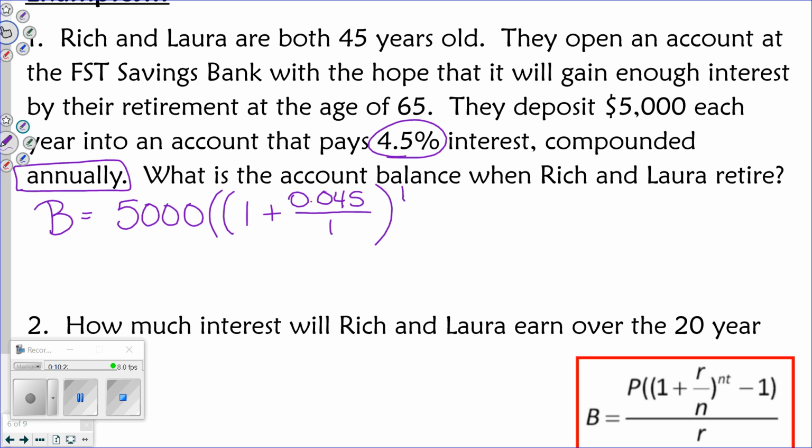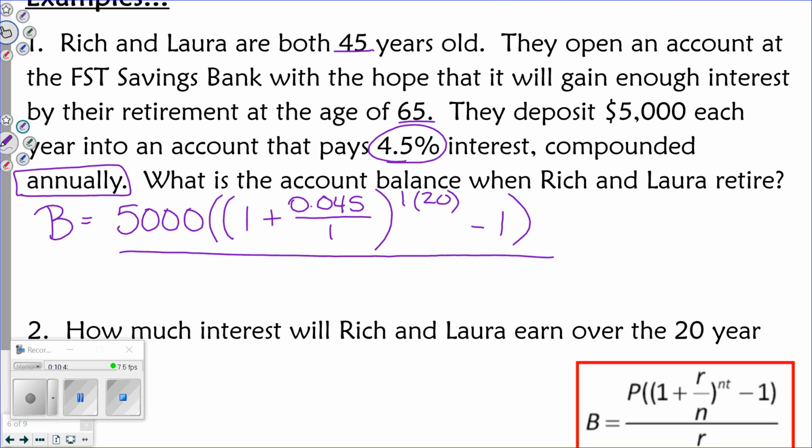And then it's 1 times, what's the time? 20 years, good. It said they're 45 now and they're going to do this until they're 65. That's 20 years from now. And we have a minus 1, close parenthesis. All of that over, that's r over n, right? Yeah. Okay, so my rate, 0.045 over n, which was 1. All right, so please write it down first so I know that you're using the right formula. I can see what numbers you're typing in. And then let's go to your calculator and try to type this in.